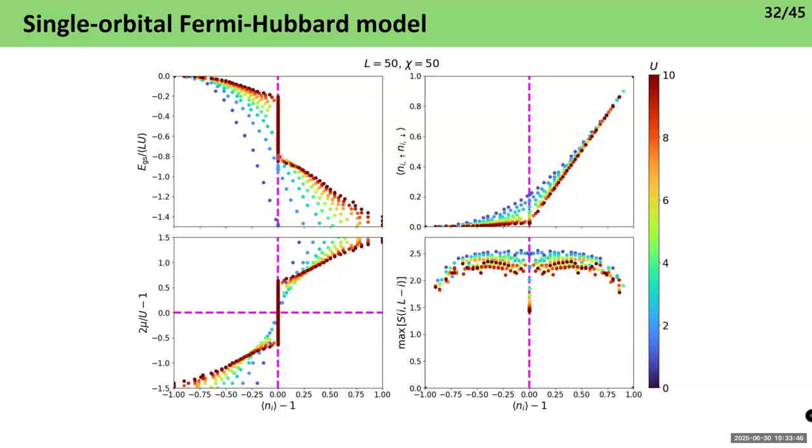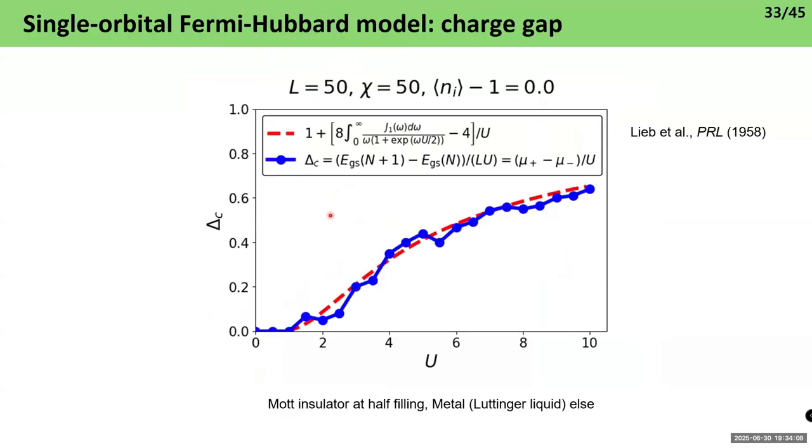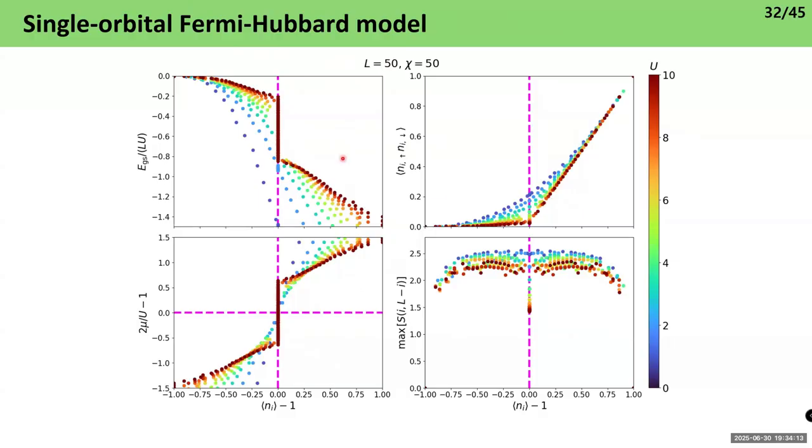So it means that at half filling, this Fermi-Hubbard model is a Mott insulator because there's the energy gap. It's the insulator at half filling. But when the filling is not half, then it is a metal, a gapless metal, because there are no gaps. That's also true theoretically. So this is a theoretical charge gap, meaning the gap of the ground state energy.